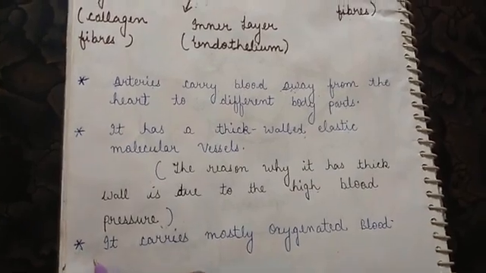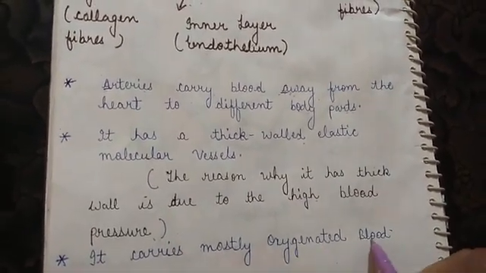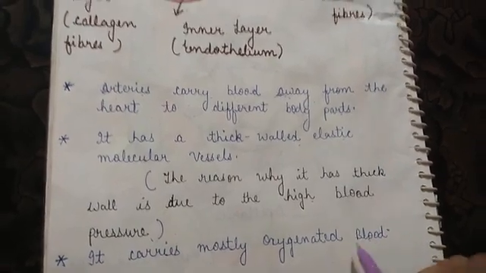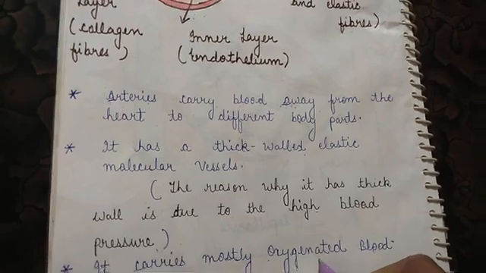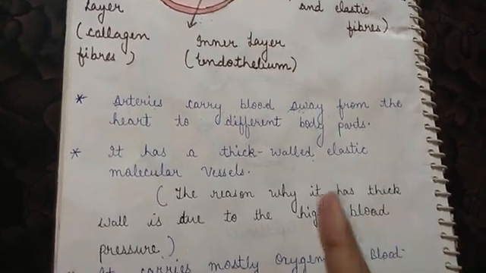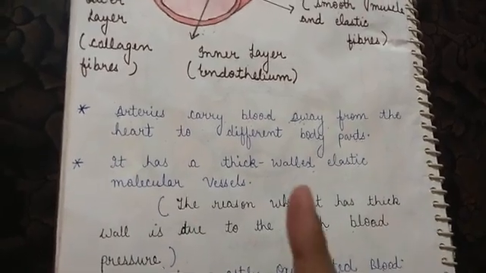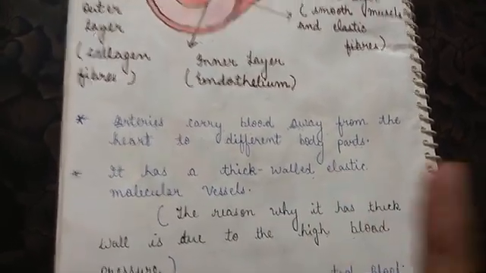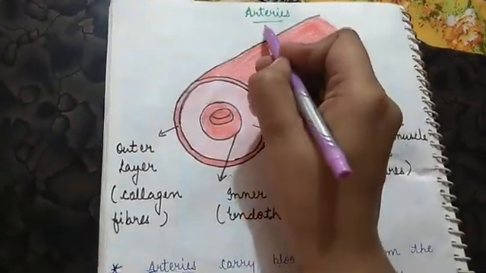And the third point says that it carries mostly oxygenated blood. We discussed this point that arteries mostly carry oxygenated blood, veins carry deoxygenated blood, and capillaries carry both oxygenated as well as deoxygenated blood. So this was about the structure as well as the function of arteries.